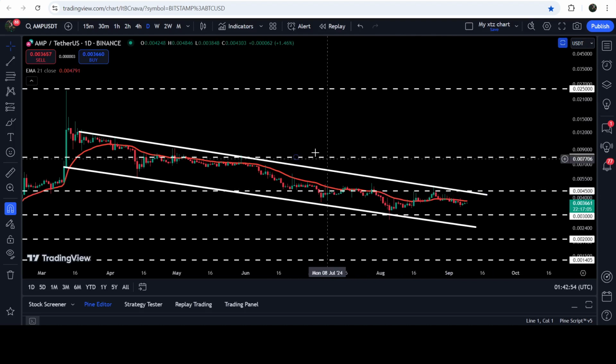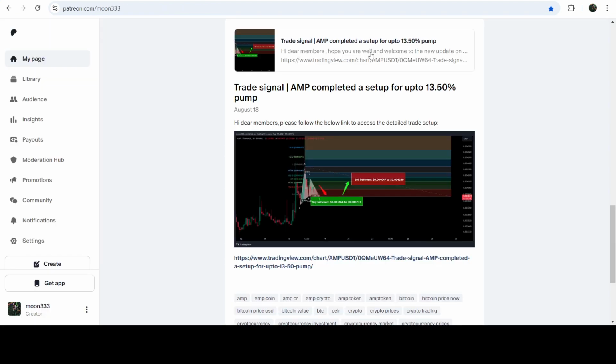And in today's video, we will analyze this move. I would also like to show you my most recent trade signal for AMP token that I shared with my members on 18th of August 2024. And this move produced almost 32% pump.